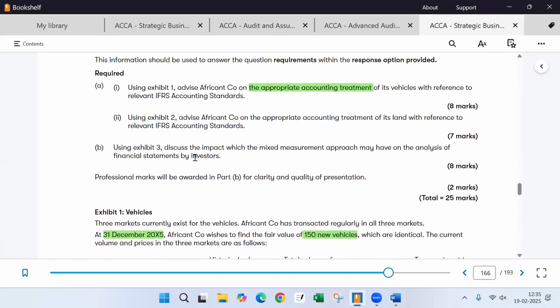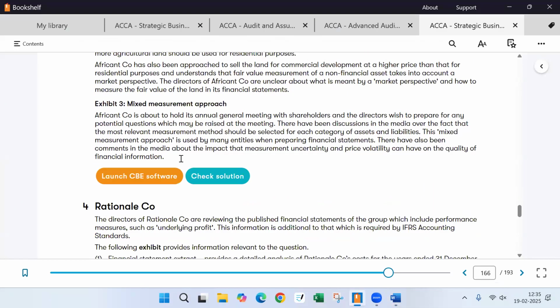Which is the next one? Yeah. So using Exhibit 3, discuss the impact which may have on analysis of financial statements by investors. African is about to hold its annual general meeting with shareholders, and the directors wish to prepare for any potential questions which may be raised at the meeting. There have been discussions in the media that the most relevant measurement methods should be selected for each category of asset. The mixed measurement approach is used by many entities when preparing financial statements. There have also been comments in the media about the impact measurement uncertainty and price volatility can have on the quality of the financial information.